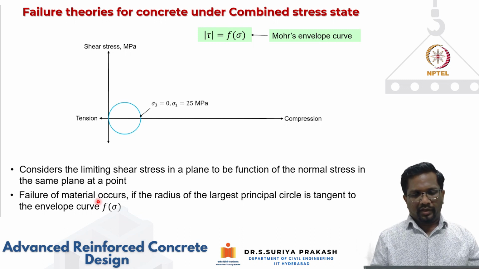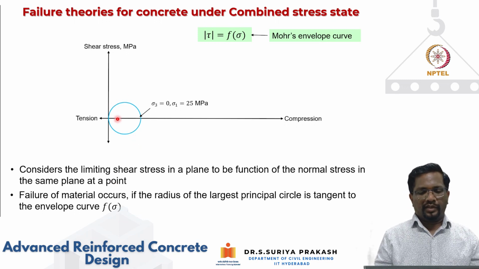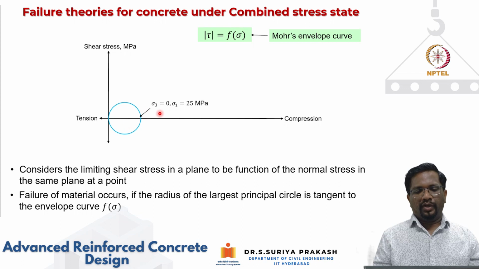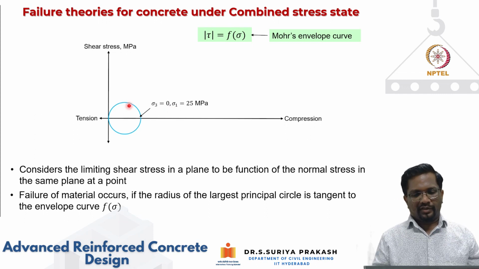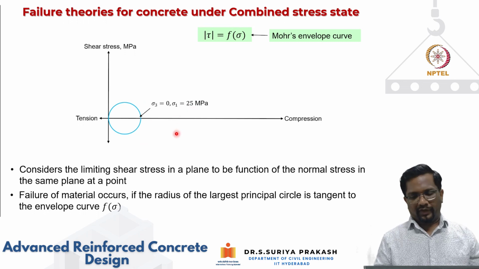So now how do we find this envelope curve? We can test the material under different stress states. For example, I take a small cube, and I test it in uniaxial compression. Let's say we take a 25 megapascal concrete and test it under uniaxial compression. Then sigma 3 is 0, sigma 1 is 25, and you get this failure Mohr circle for uniaxial compression. This is at failure. So when sigma 1 reaches 25, concrete fails.